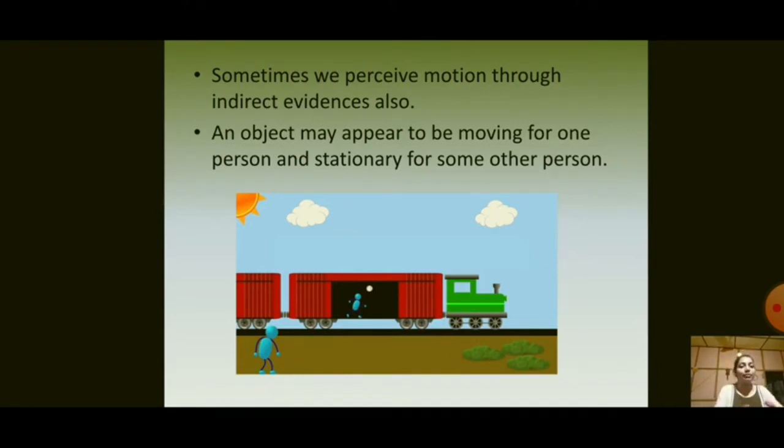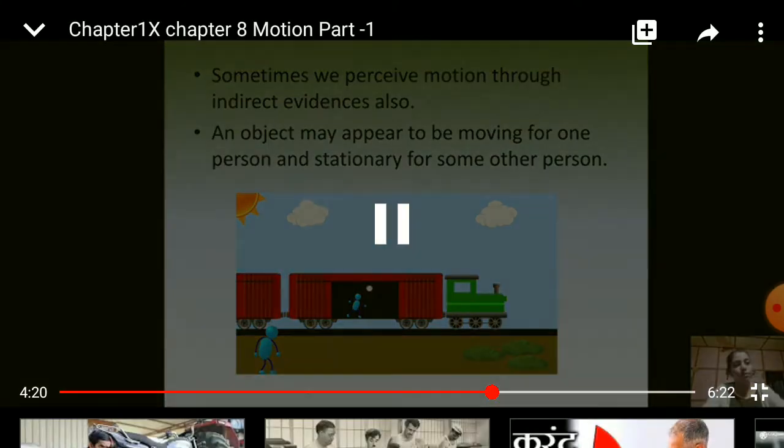If you are standing outside the train, you will feel that the person is moving, the train is also moving. But if you just compare your position and your friend's position, both of you are at rest. Another example is when you move in a train or a car, you feel like the trees and the buildings are moving in the backward direction when you look outside from the window. But in actual fact, the trees and the buildings are at rest. So this is one example of relative motion.